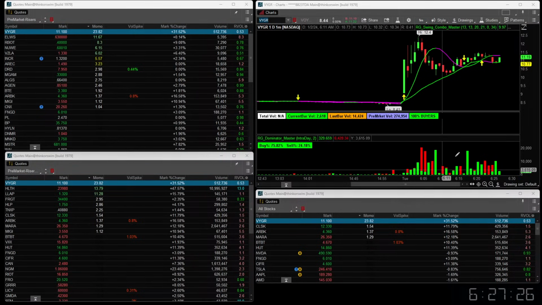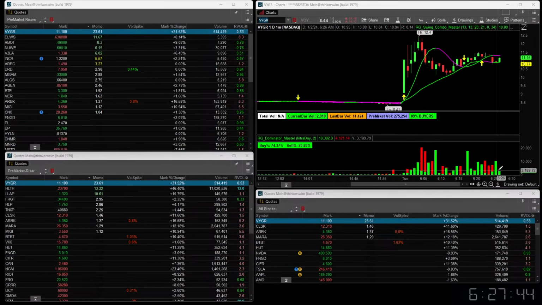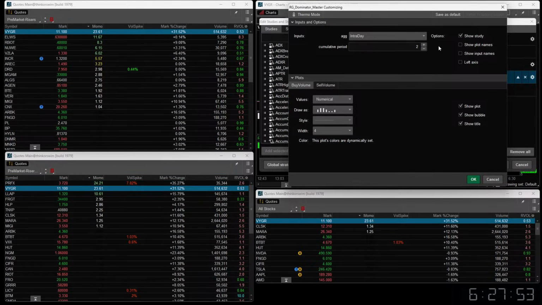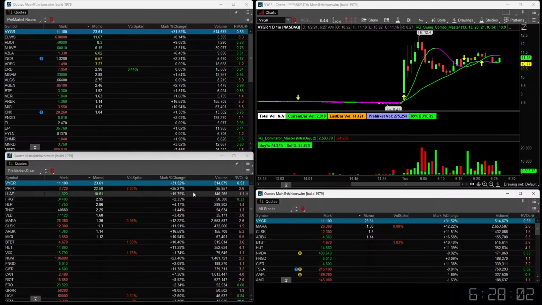So I hope everyone got the Dominator Master and the Swing Combo Master loaded over the weekend. And like I said, I apologize for the late changes on this Dominator Master. So if you haven't got the updated one, please do so. It's very critical that you're able to control how many bars you want to monitor. You can do that if you go to Studies, Edit Studies. Click on the gear icon, and you can change this number to monitor 1 bar, 2 bars, 3 bars. Find your sweet spot. That's what it's all about. What works for you best?